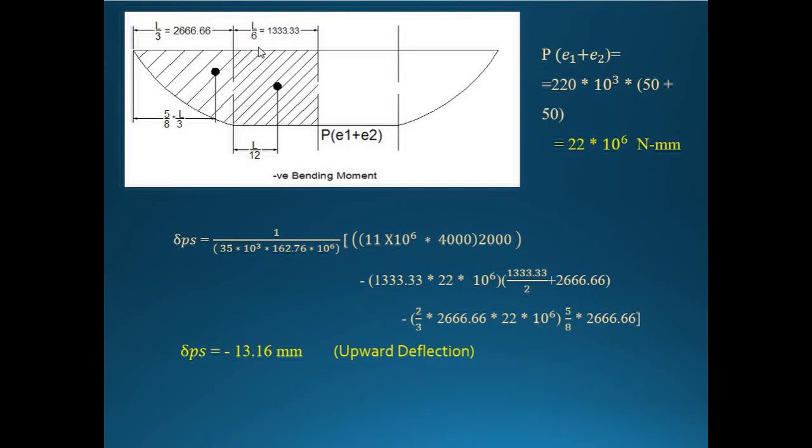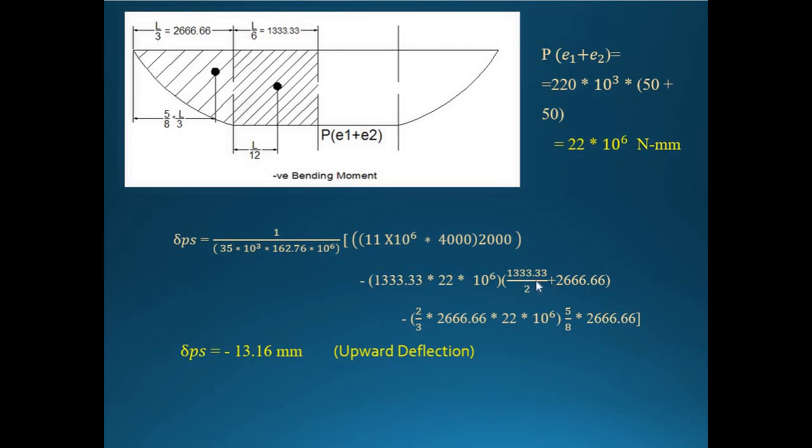Again, half of this will be L by 12, plus, from here to here the value is over. Next, it is the remaining length. We should measure the centroidal distance from the support up to the center of the area. So from here to here we have covered, and the remaining length is 2666.66. So take that and substitute it here.